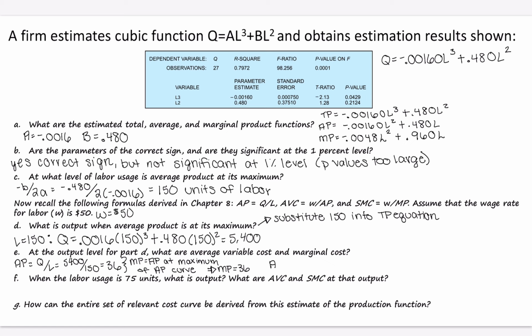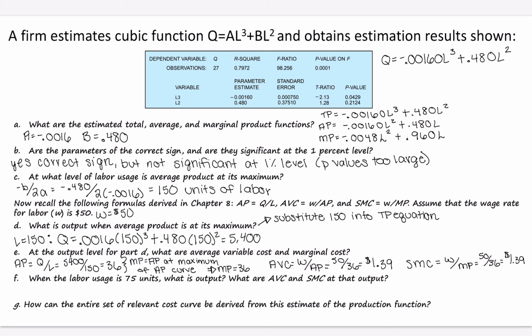So our average variable cost is going to be wage divided by average product, which is 50 divided by 36, or $1.39. And our short run marginal cost is going to be wage divided by marginal product, which is the same thing, 50 divided by 36, which is $1.39.